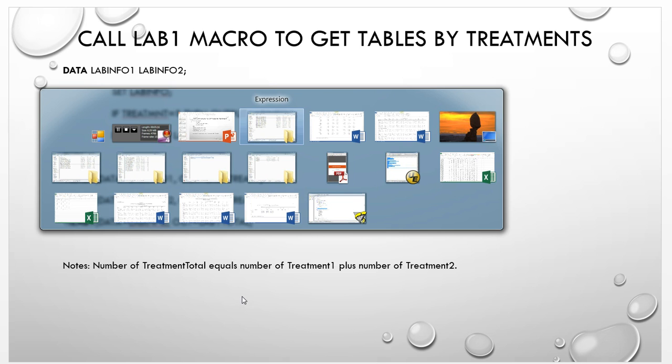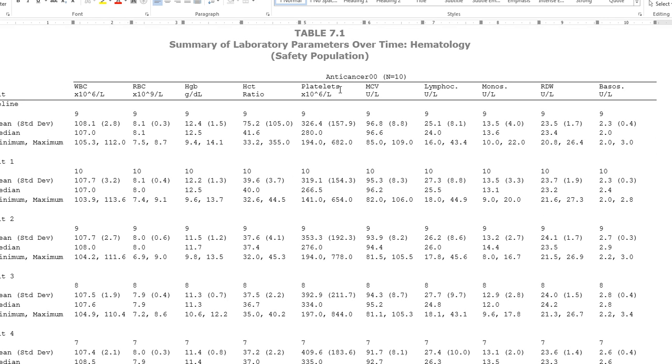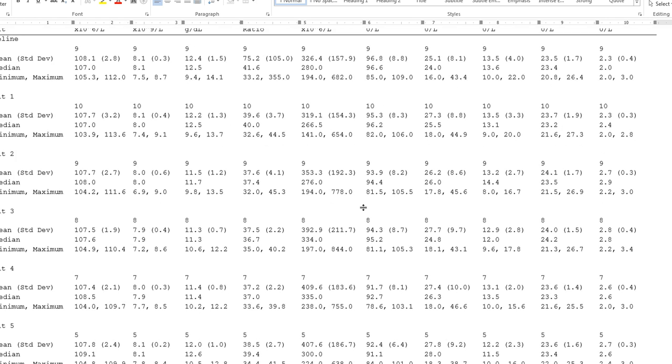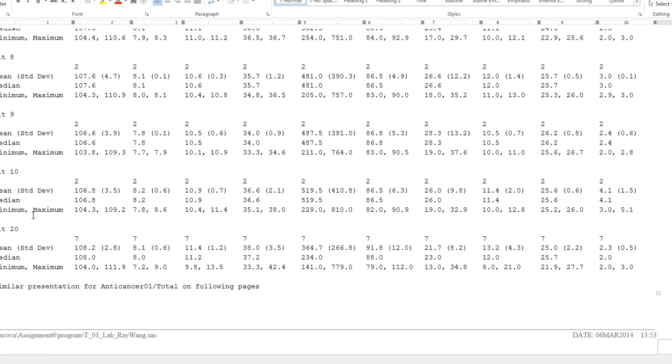For the output, we get anti-cancer 001 as treatment 1, and we have a baseline with statistics for non-missing value, mean, median, and visit 1 also with statistic values. This is WBC, RBC, and the last one is BASOS, totally 11 columns, and we get each visit, with some visits missing here until visit 10, and then visit 20. So that's the table 1 output.